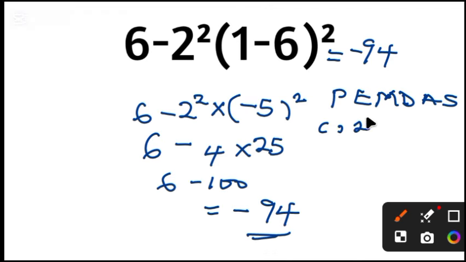E here stands for exponent. We do the exponent. And then M and D stand for multiplication and division. We evaluate from left to right. And A and S stand for addition and subtraction. We evaluate from left to right.